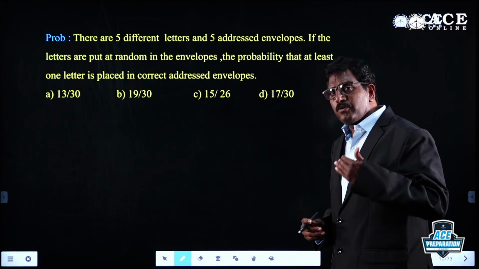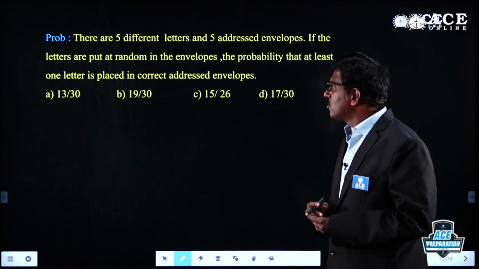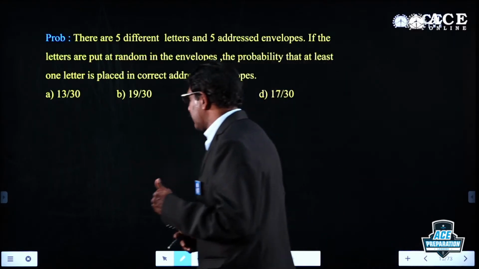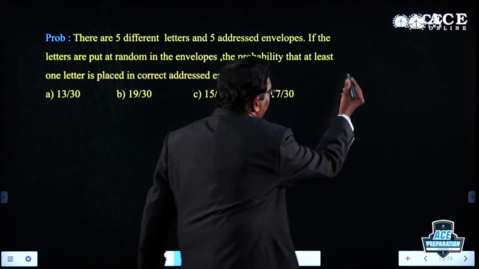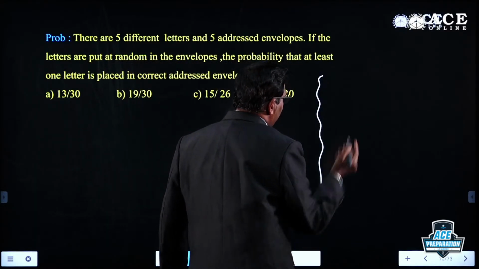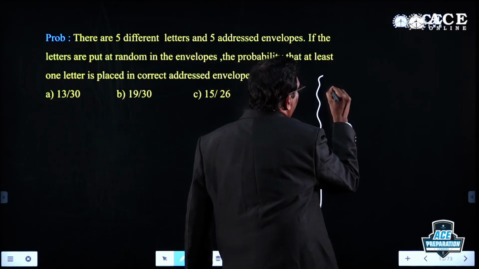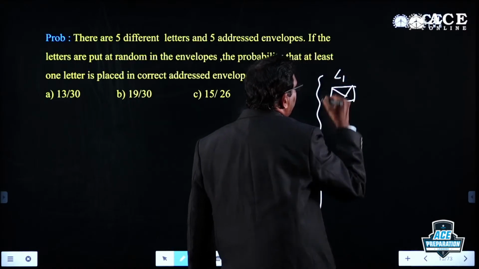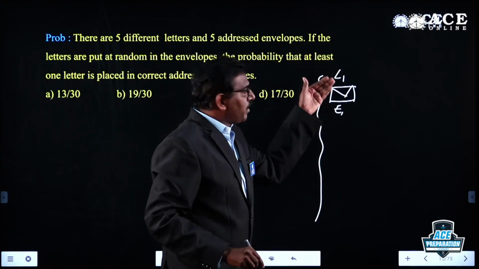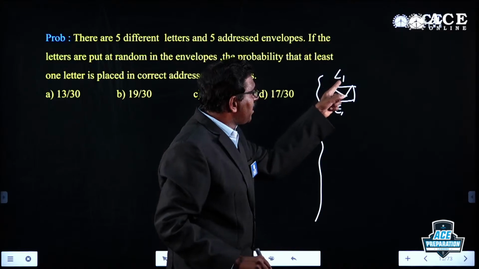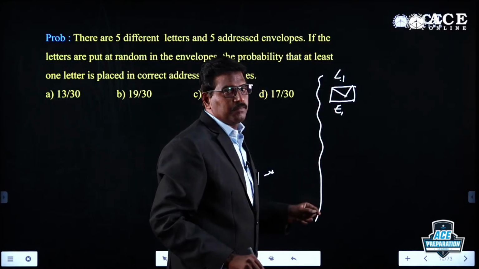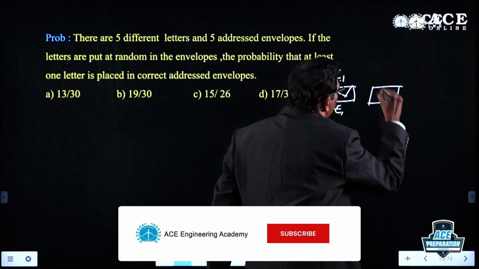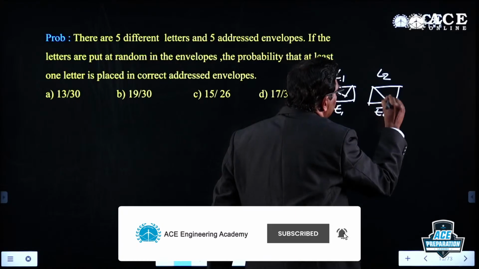But before writing the solution, you should first know derangements. What does derangement mean? Suppose there is a letter 1 and this is envelope 1. I have to post letter 1 in envelope 1 because it is already an addressed envelope, and I have to post letter 2 in envelope 2.